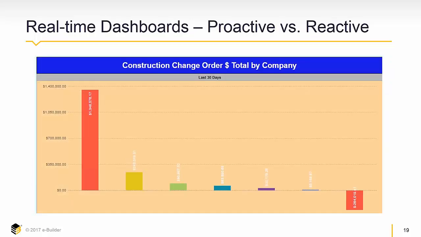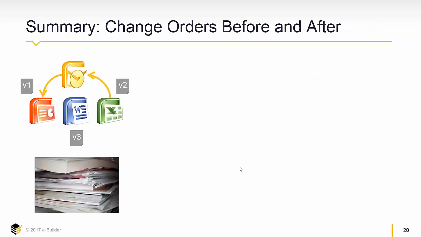eBuilder also allows us to have real-time dashboards. We're able to see in a graphical format the volume of costs for change orders within a project, across companies. We can manipulate and use this in a variety of ways depending on what view we're trying to capture.